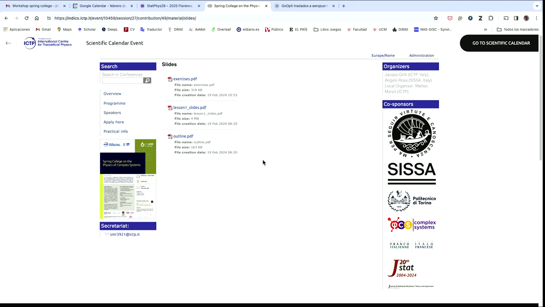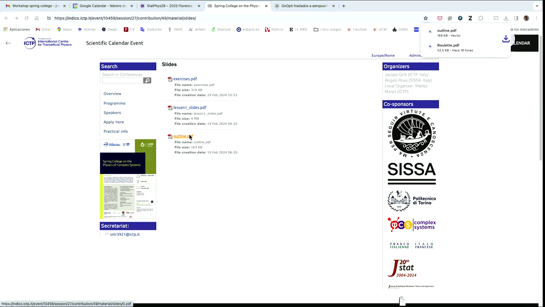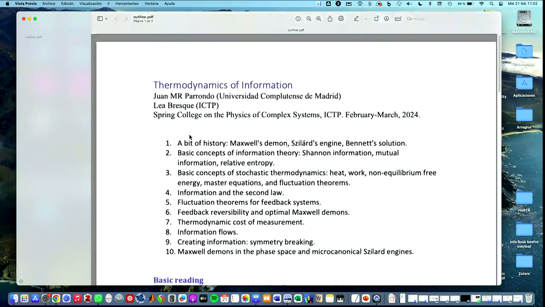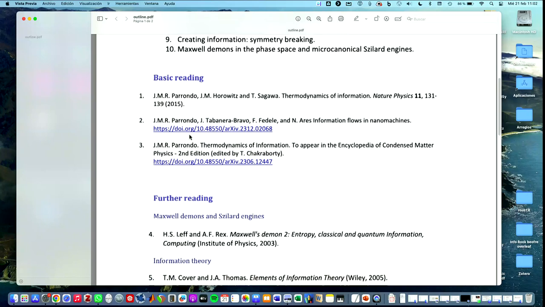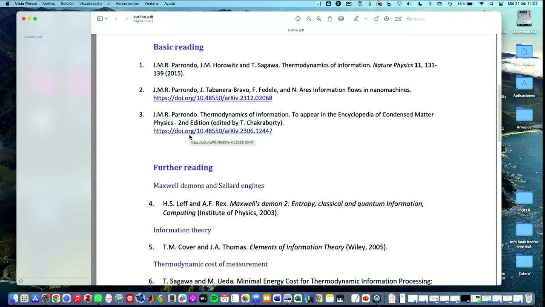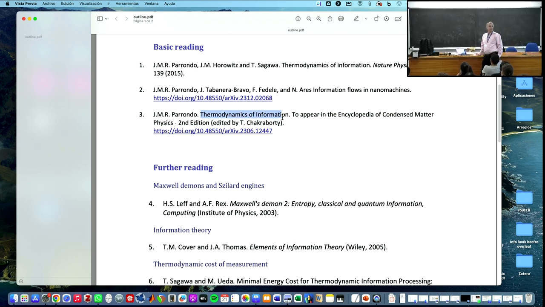But then there is also the outline. In the outline, you can also find some references. The course is based on these three reviews. This is a review that we wrote in Nature Physics, and it's more of an overview of the whole topic. This one that you can download from arXiv is more or less the course, except for the information flows, which is very briefly discussed in this paper.